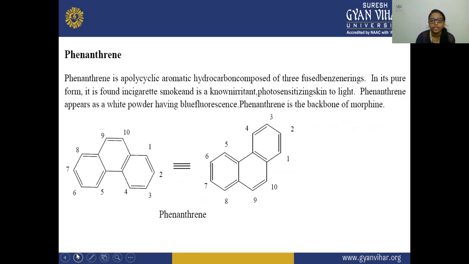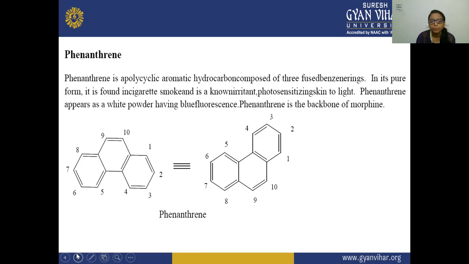Next, phenanthrene. Phenanthrene is a polycyclic aromatic hydrocarbon that is made of three fused benzene rings. In its pure form, it is found in cigarette smoke and is also an irritant to the skin on exposure to light. Phenanthrene appears as a white powder having blue fluorescence, and it is the backbone of morphine. So the morphine has this structure, and in this structure the phenanthrene is present as the backbone.